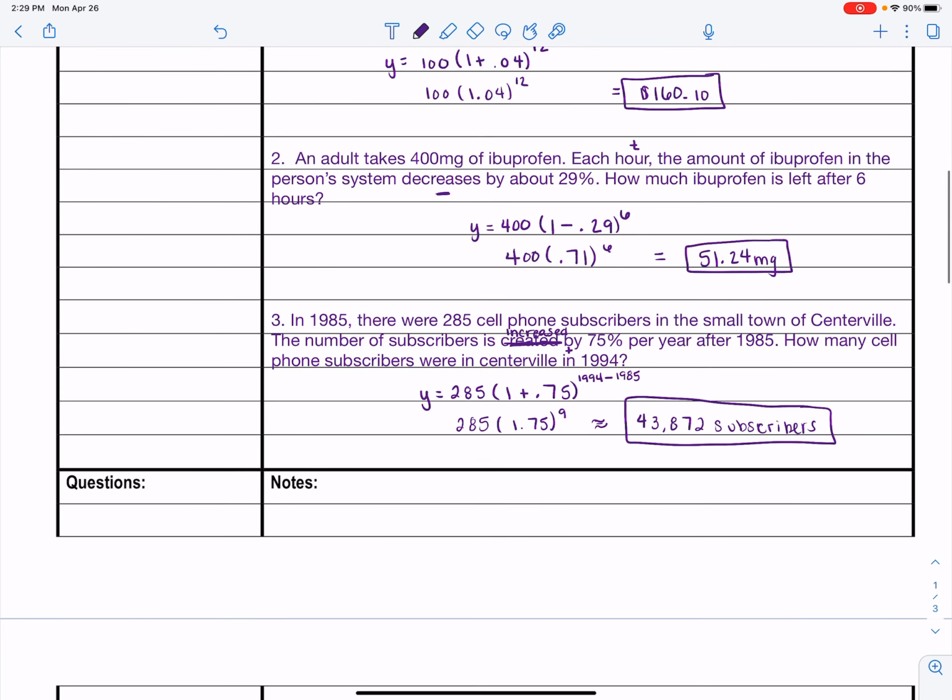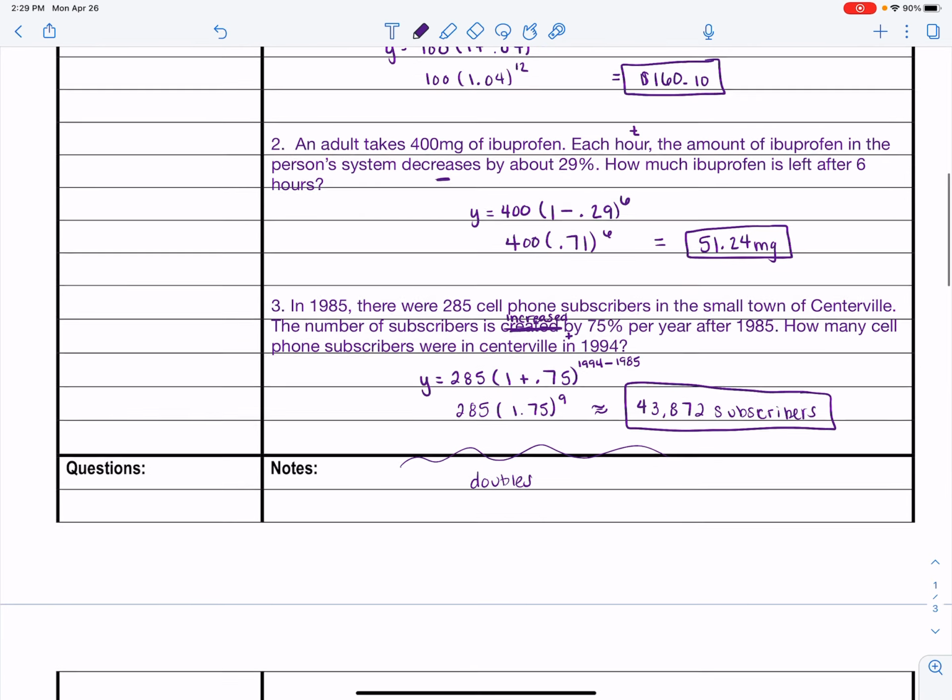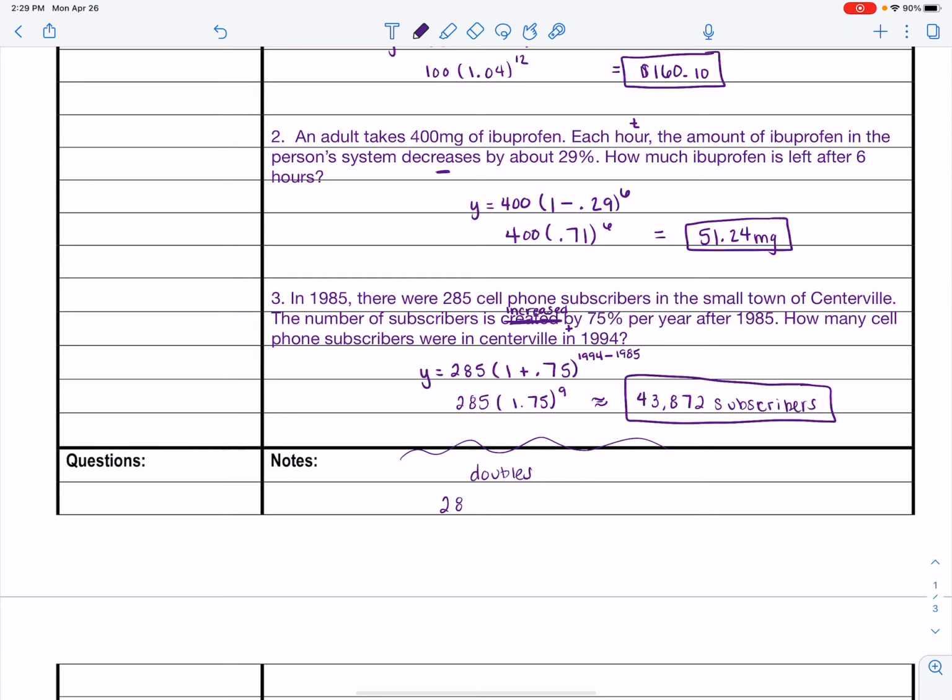Now, the only other kind of weird thing you might see with a situation like this is if, instead of giving you a 75% increase, they say that something doubles. Let's say we have the same problem, but it doubles instead of increasing by 75%. Then you're going to have your 285, but instead of 1 plus, you're just going to use 2. So if you double, you just multiply by that whole number of 2, don't add anything, and then the 9. So that's the only other thing that's kind of weird.